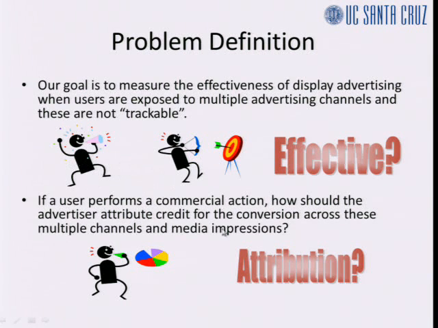Now, also, if a user performs a commercial action, how much of the credit for this conversion or action should be attributed when there are many, many channels, right? Each of these colored things corresponds to a different channel, right? And that's the attribution problem, okay?